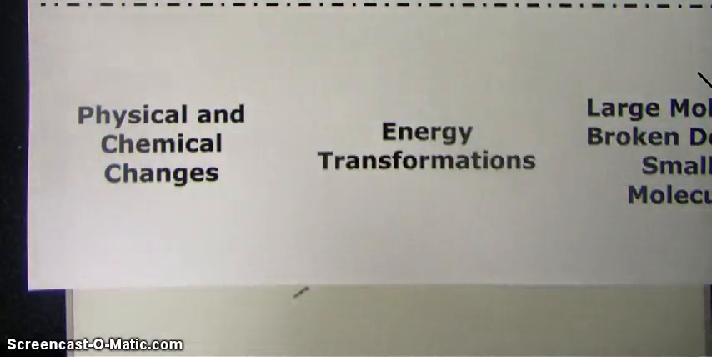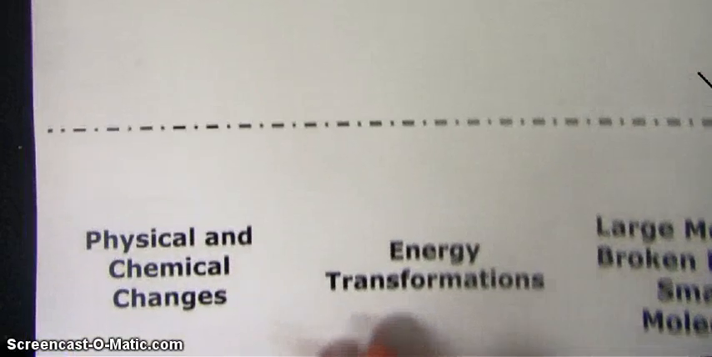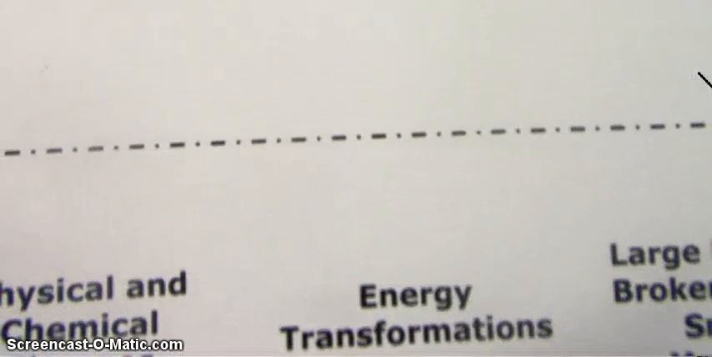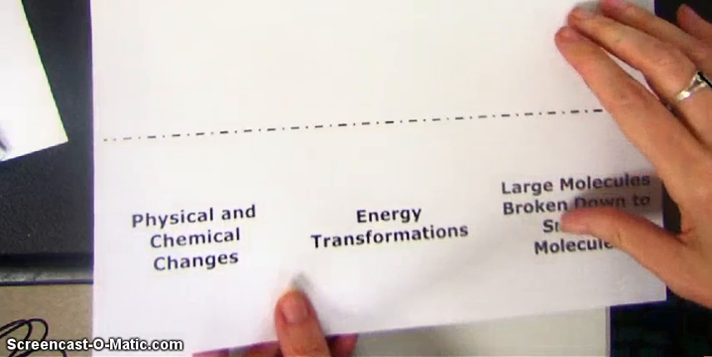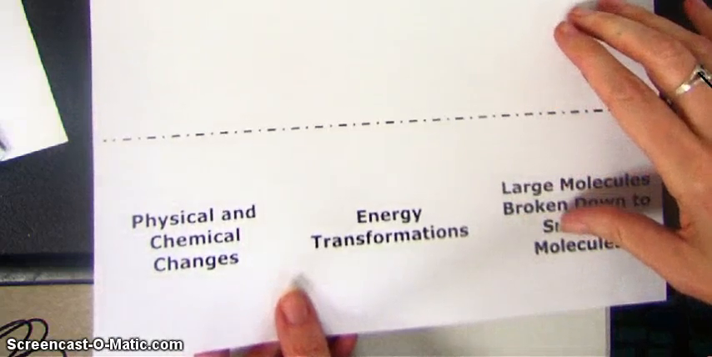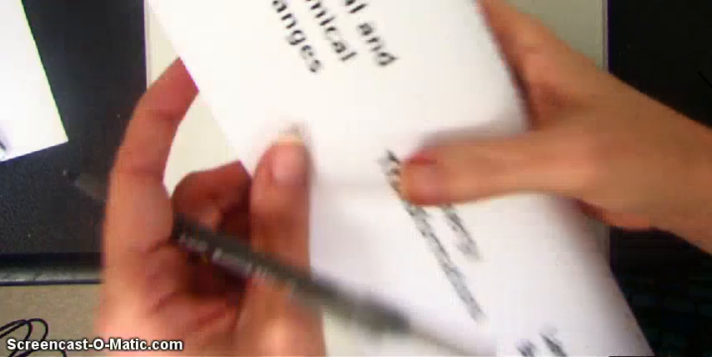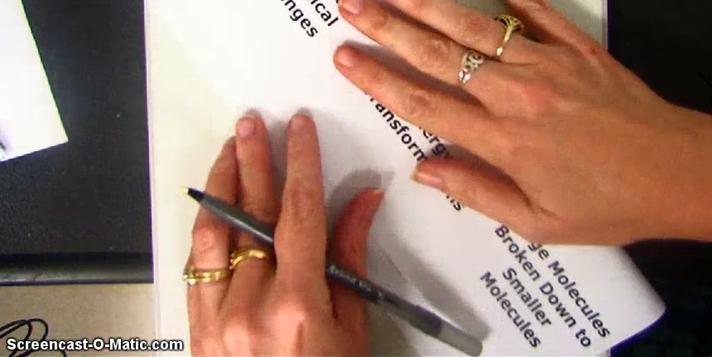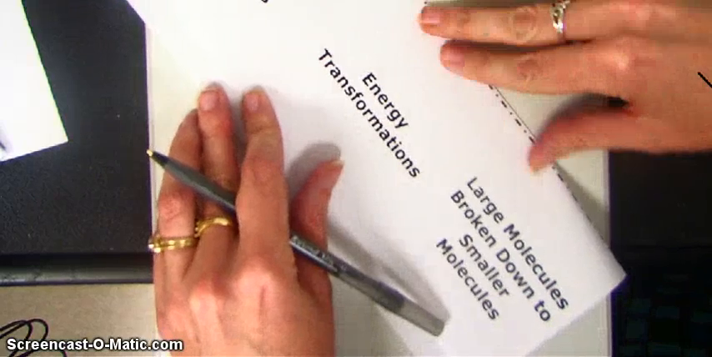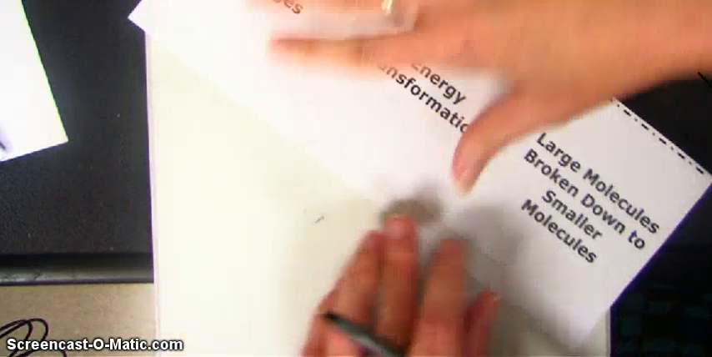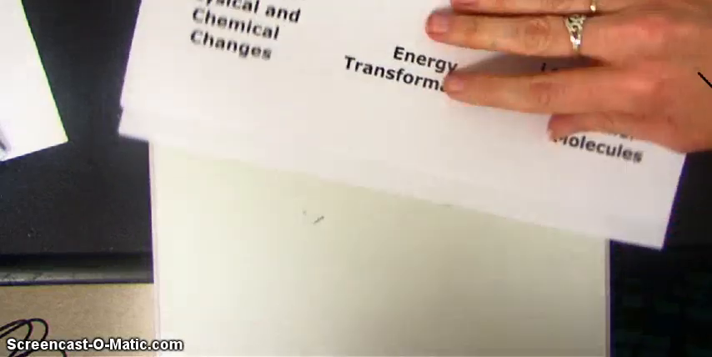Hi guys. Right now we're going to work with our digestion system foldable. You will have a paper that looks like this. There's a line on it. You need to fold the paper at the line, so that you can just see the line. It leaves a little flap down at the bottom.